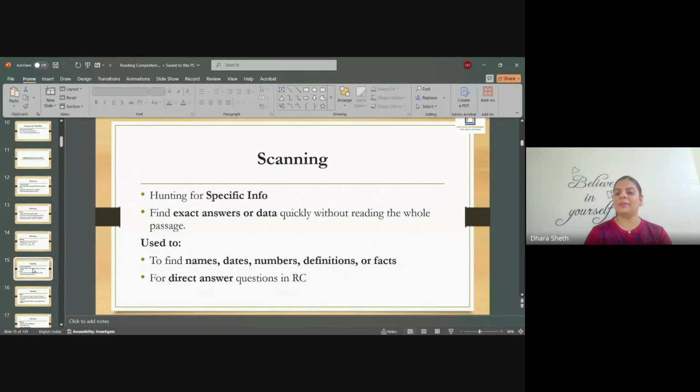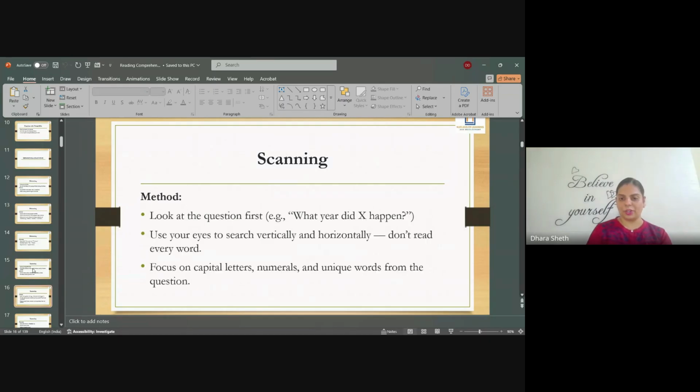To find names, dates, numbers, definitions, or facts. But here we are not just talking about keywords, we are also talking about definitions, facts, and any kind of direct question that is asked where you don't need to paraphrase or summarize. Straight away, if you read the passage, you will be able to answer the question as it is and choose the correct option. Like, look at the question first.